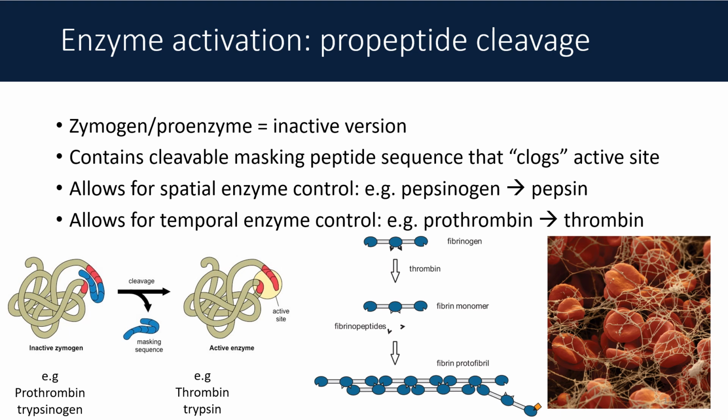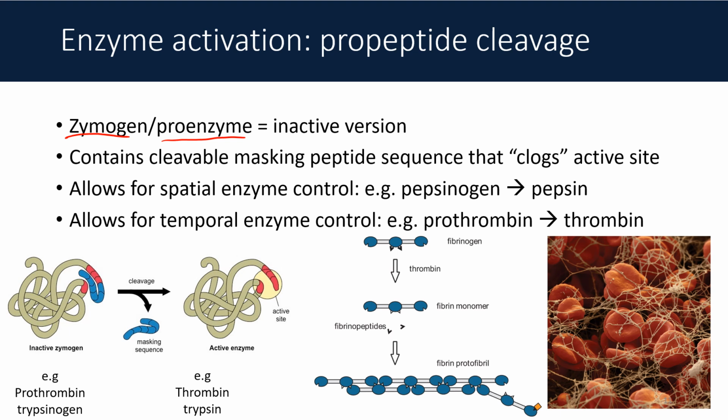Let's now shift away from enzyme inhibition and towards its opposite, enzyme activation. Sometimes enzymes are deliberately produced in an inactive state called the zymogen, also sometimes the proenzyme. This is an inactive form of our enzyme. This is very common for the class of enzymes called proteases, which digest proteins.